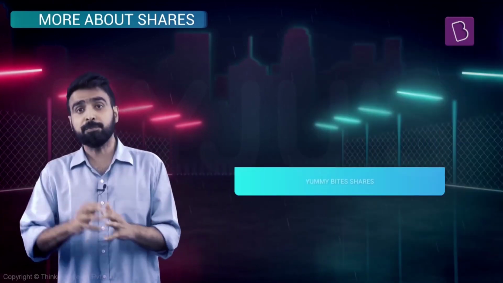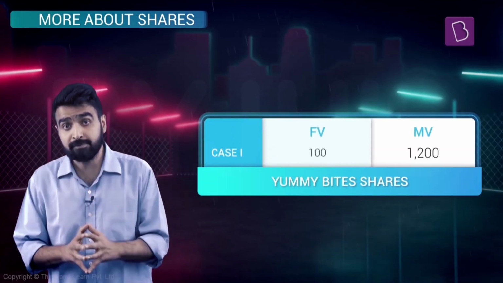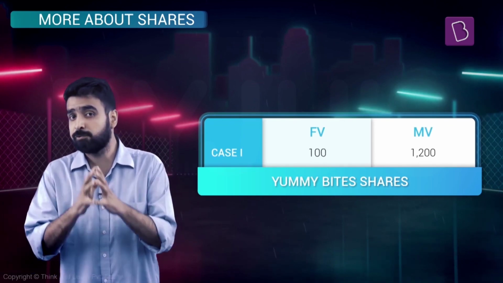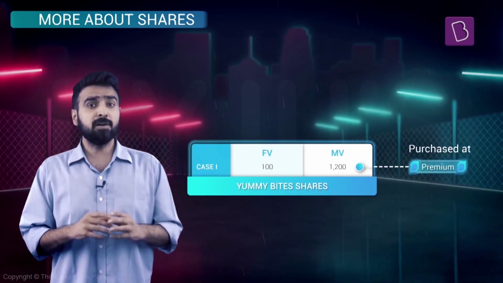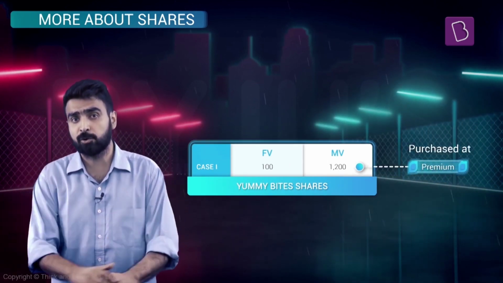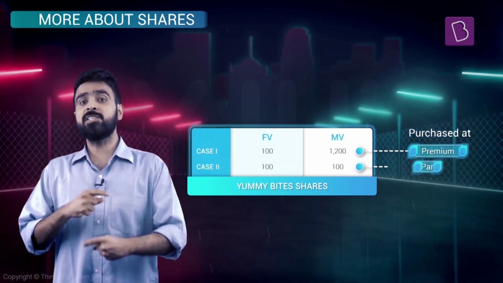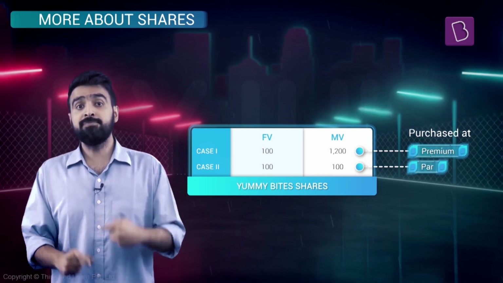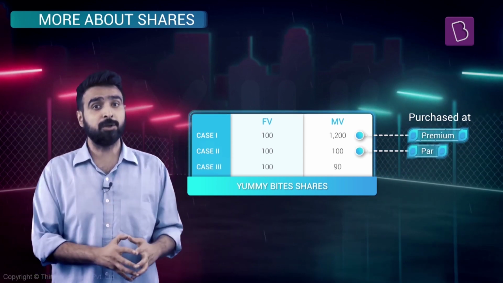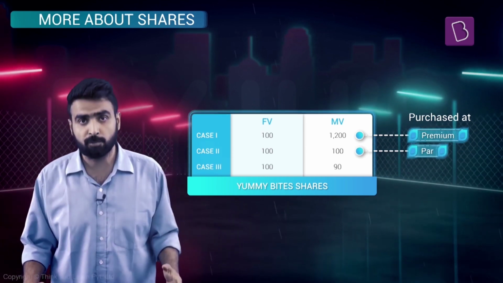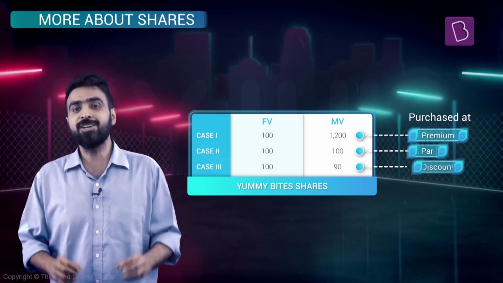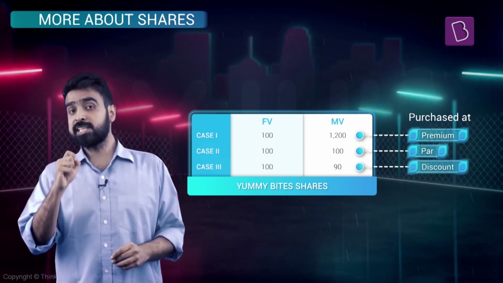1207.08. Now we've purchased a share of Yummy Bites for 1200, which had a face value of 100. So we have paid a premium of 1100 rupees. If the market value was 100, we would have purchased it at par. If market value was less than the face value, that's like the worst possible performance, we would have purchased at a discount.